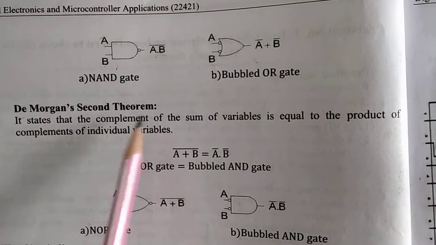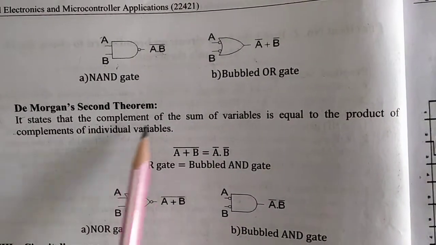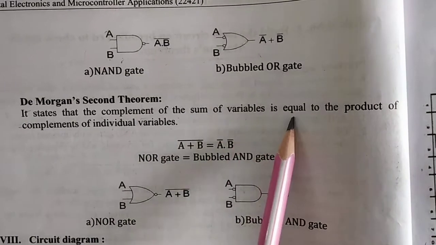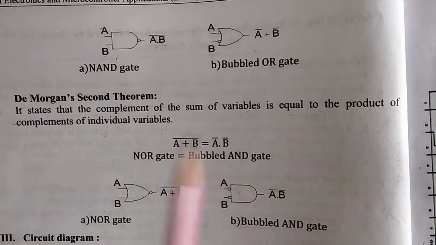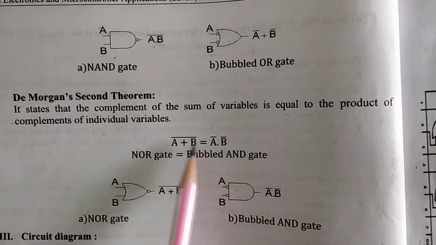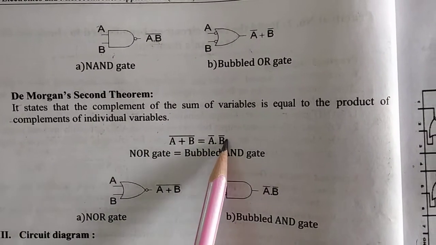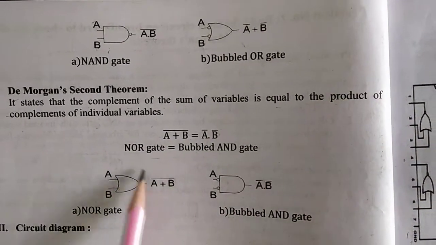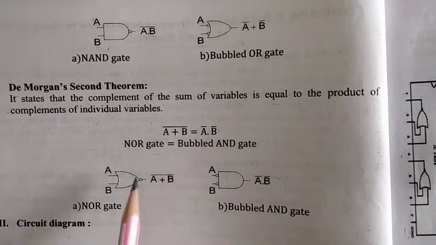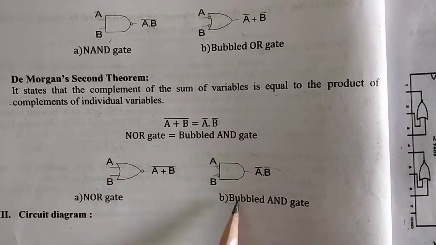Then De Morgan's second theorem states that the complement of the sum of variables is equal to the product of complements of individual variables. That is A plus B whole bar is equal to A bar dot B bar. So the NOR gate is equal to the bubbled AND gate. This is the representation for the NOR gate and bubbled AND gate.